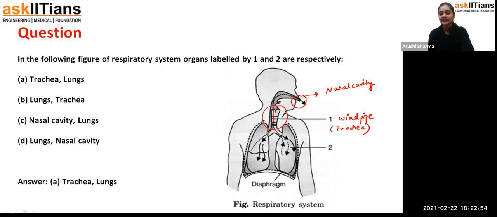Now from the trachea, it branches into bronchi and then bronchioles, and this second part is pointing towards the lungs. So the second is the lungs. So the first is the windpipe, or we can say trachea, and the second is the lungs. According to that, it is one and two. So option A is the correct answer.